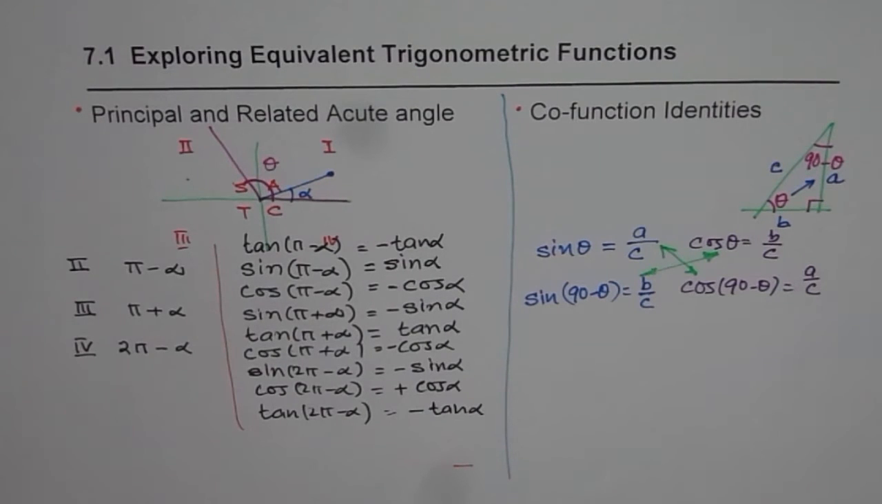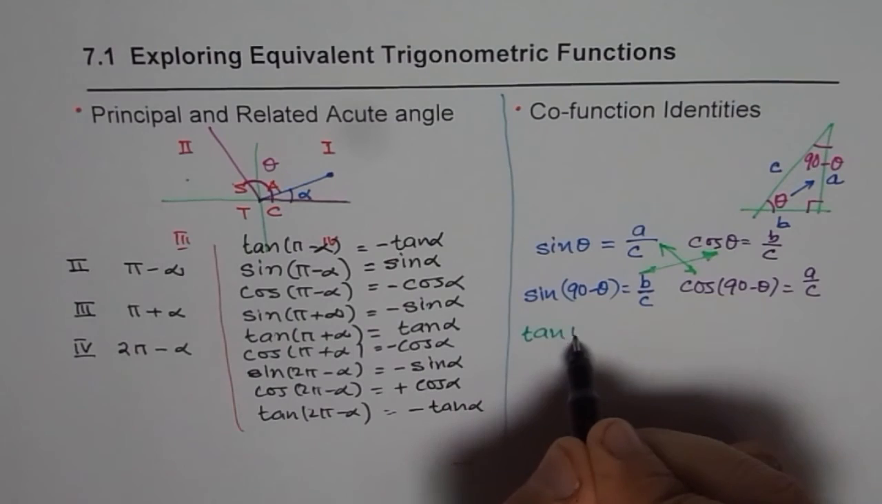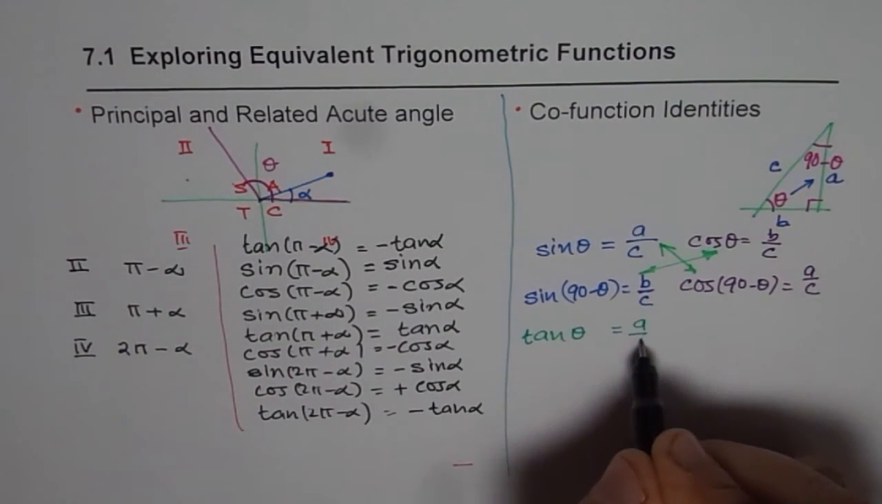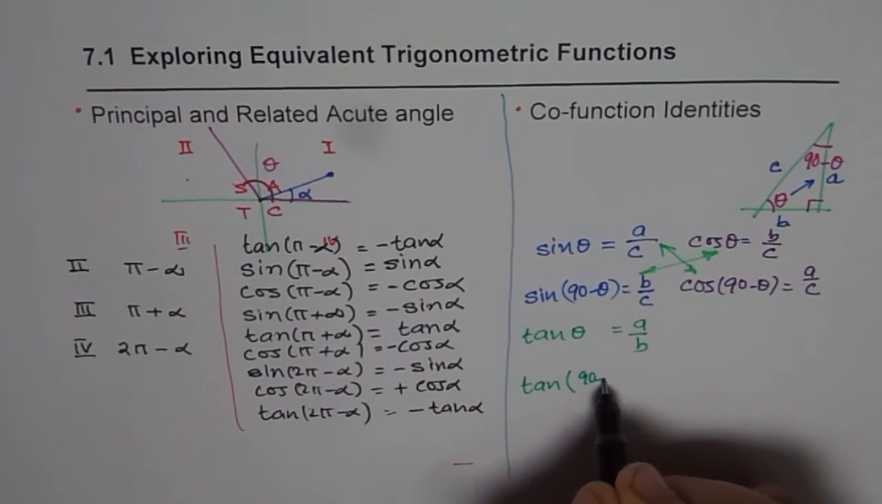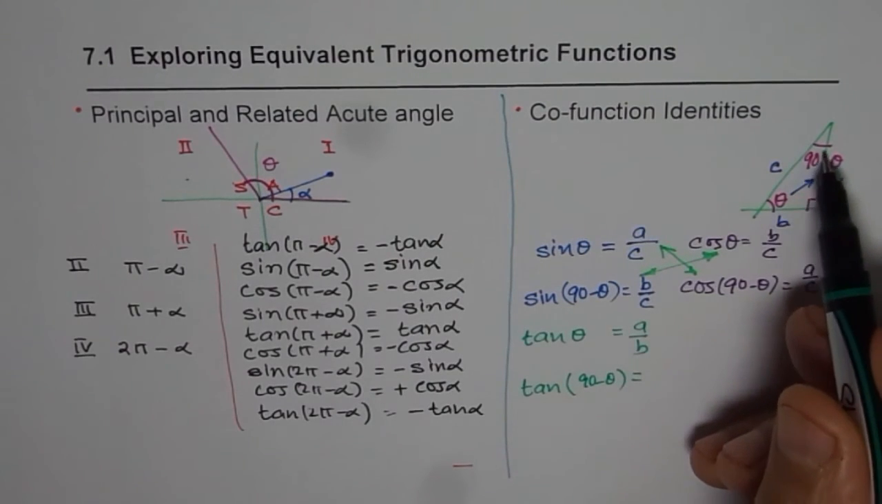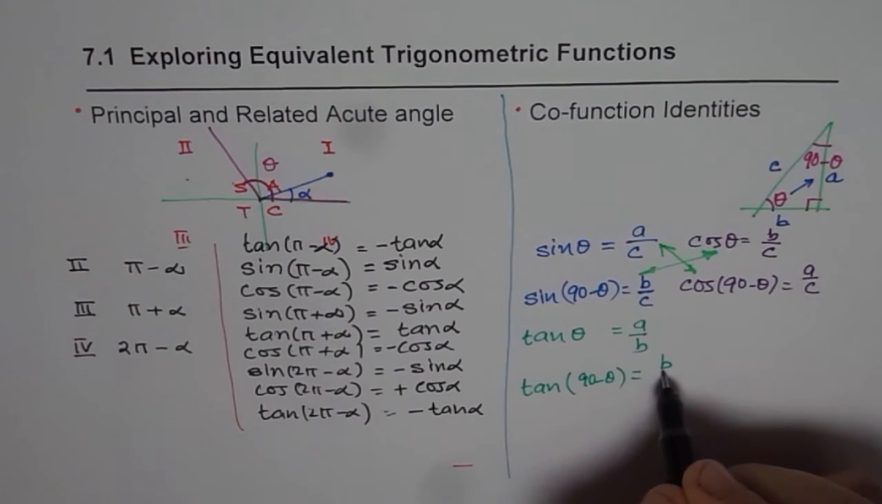Now similarly, you can explore tan, right? So for tan, let me write down. What is tan of theta? Tan of theta will be A over B, right? And what is tan of 90 minus theta? You could write pi by 2 minus theta, okay? So tan of 90 minus theta is B over A.